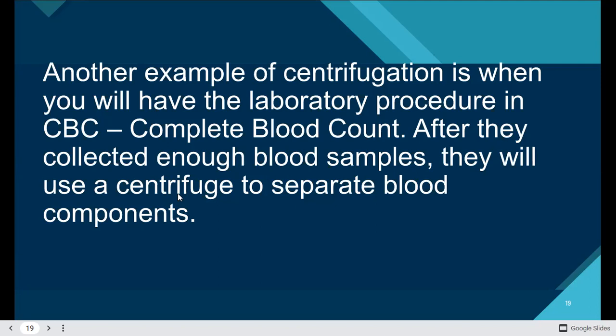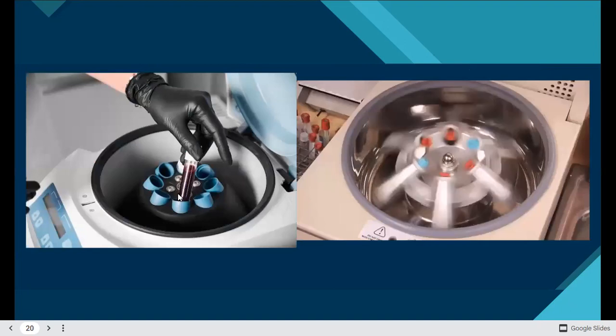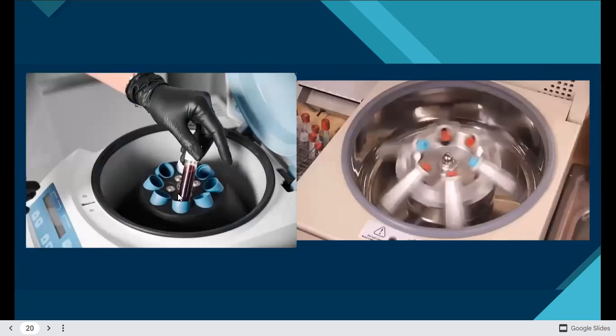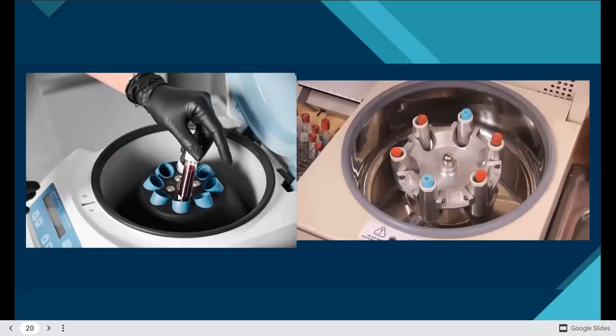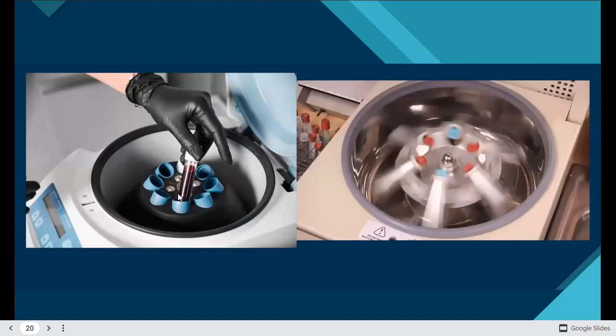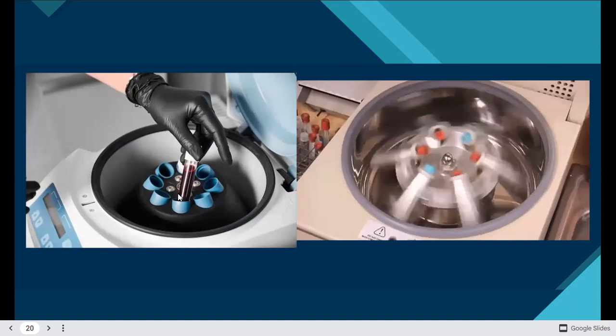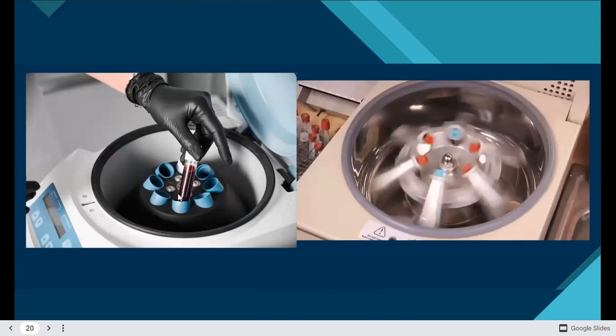Since this is a homogeneous mixture, what do we need? Centrifugation, with the use of a centrifuge. This is a centrifuge. Your blood sample will be placed in the centrifuge, and the centrifuge will spin fast in order to separate the different components of blood.